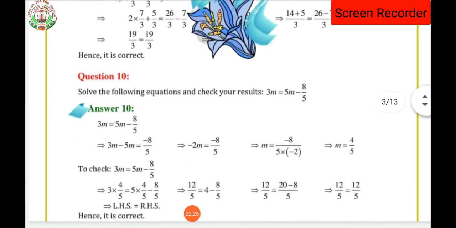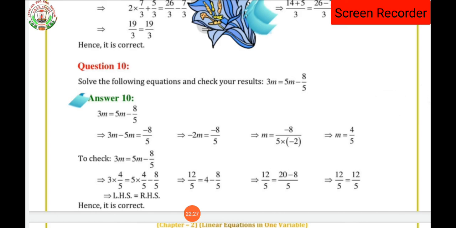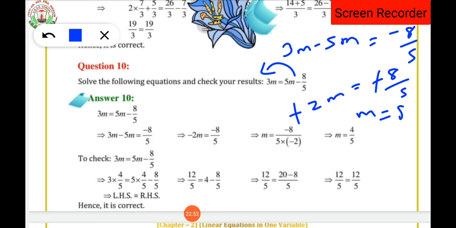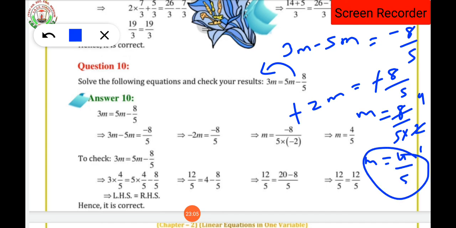Have you understood? No? Now 10th question. Here in the 10th question it is said that 3m equals 5m minus 8 upon 5. 5m will transpose from the right hand side to the left hand side. So here it will become minus 2m is equals to minus 8 upon 5. So the negativity from the left hand and right hand side will get cancelled and 2 comes in the denominator. So 8 upon 5 into 2. 2 1s are 2 and 2 4s are 8. So m is equals to 4 upon 5, we will get the required answer.